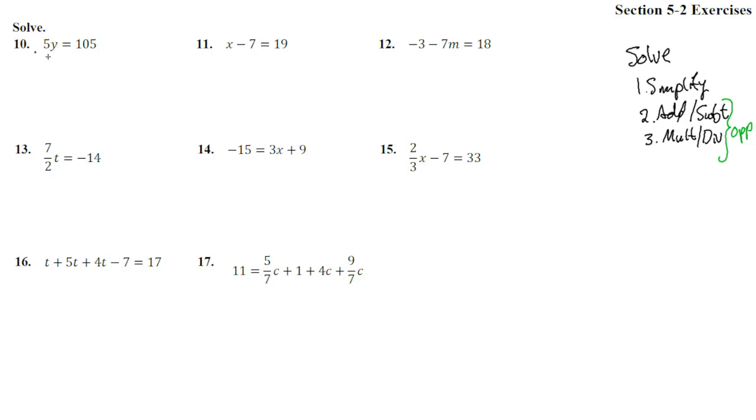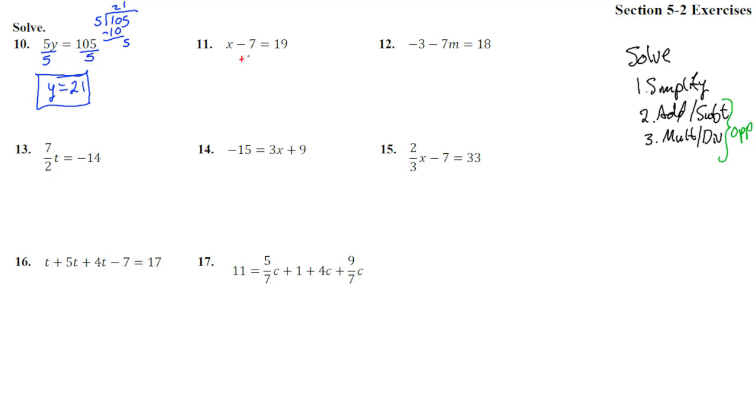So number 10, solve. Nothing really to simplify and nothing being added on this side, so it's just one step where we're dividing by 5. Why? Because it's a times there. So we divide by 5 and we get y equals 105 divided by 5. I need to do this by hand. 5 goes into 10 2 times. 2 times 5 is 10. Subtract, and 0. Drop down the 5. 5 goes into 5 1 time, so it's 21. Y equals 21.